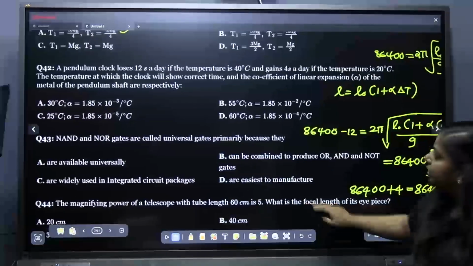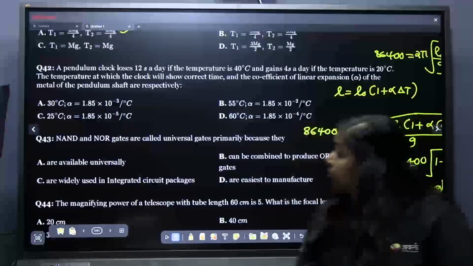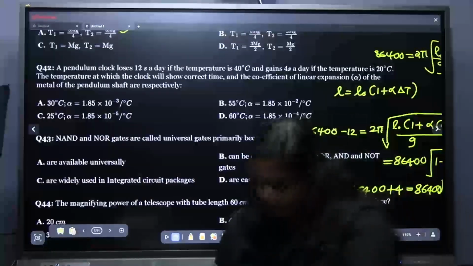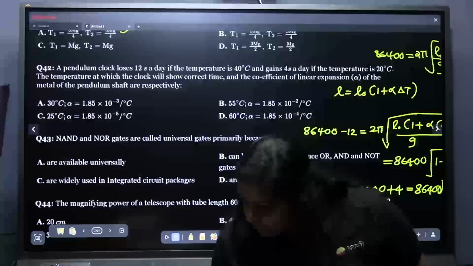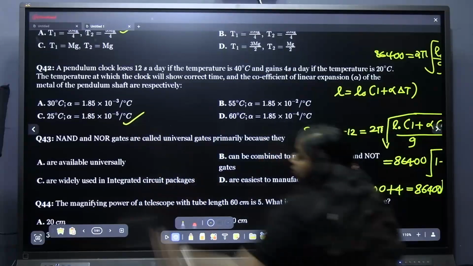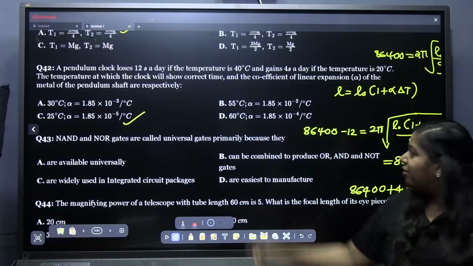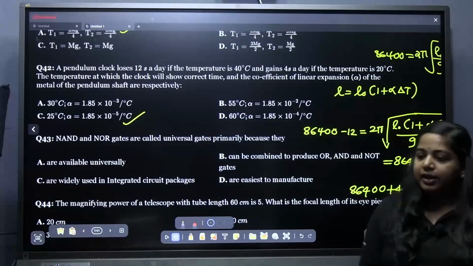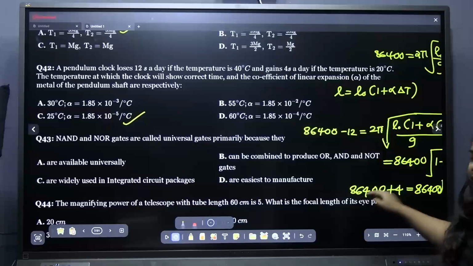option. Actually, wait a second. Actually, option C is the answer. Okay, first you have to solve for T, then you will get alpha. Alpha is almost the same in every option, but you still have to solve for alpha. So first equation, second equation.